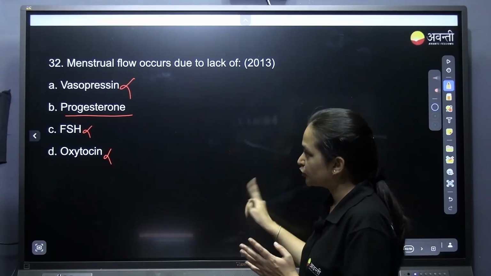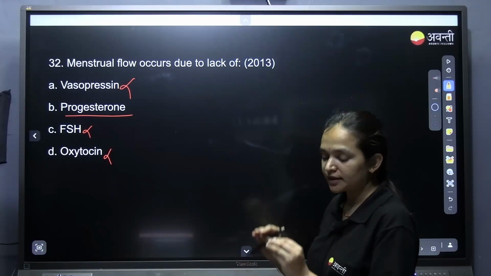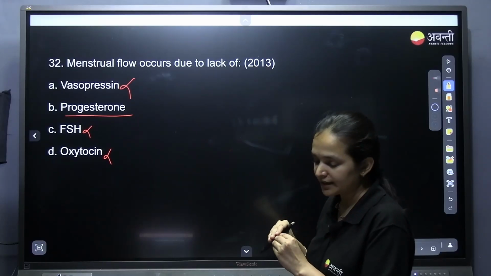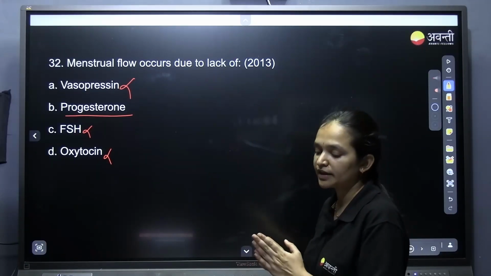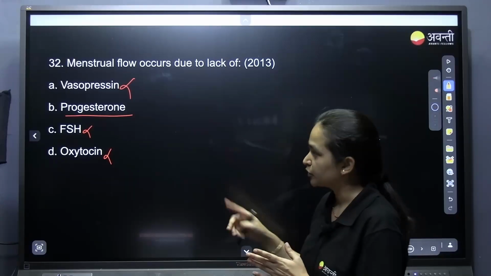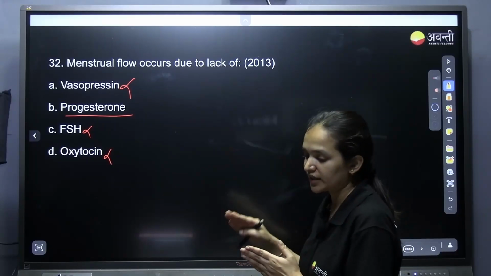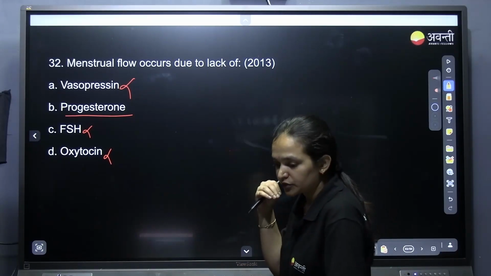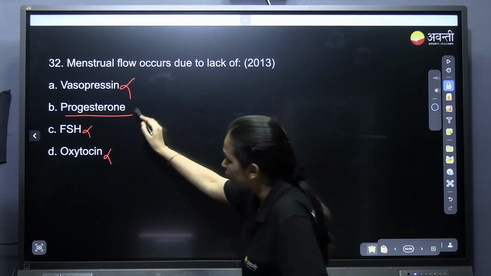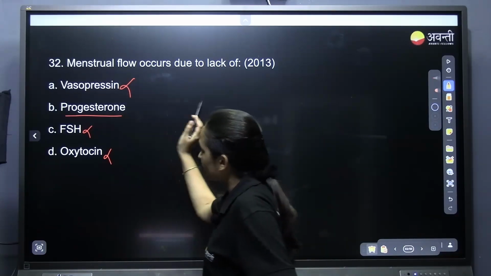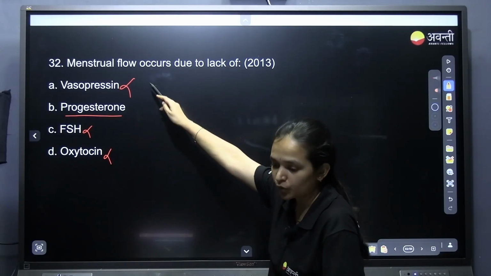No progesterone. If there is no progesterone, will the endometrium layer still be there? No, it degenerates. Which hormone is the one which is maintaining the endometrium layer and expecting the pregnancy? It is progesterone. If the corpus luteum degenerates and is not producing progesterone, then who will maintain the endometrium layer? Nobody, which means the endometrium layer will not be maintained, and it will come out as a menstrual flow. Understood?